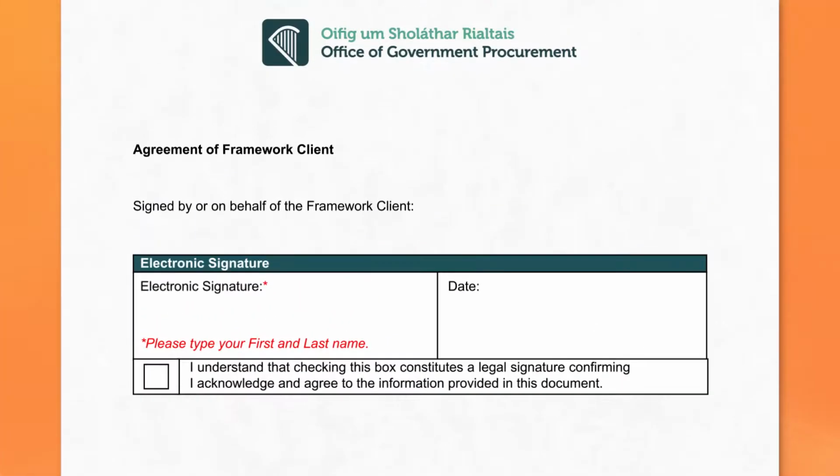In this section of the NASF, can you please insert the electronic signature of the person in your organisation responsible for this contract? You should type the person's first and last name, tick the box, and insert the electronic signature, as being demonstrated in this video.